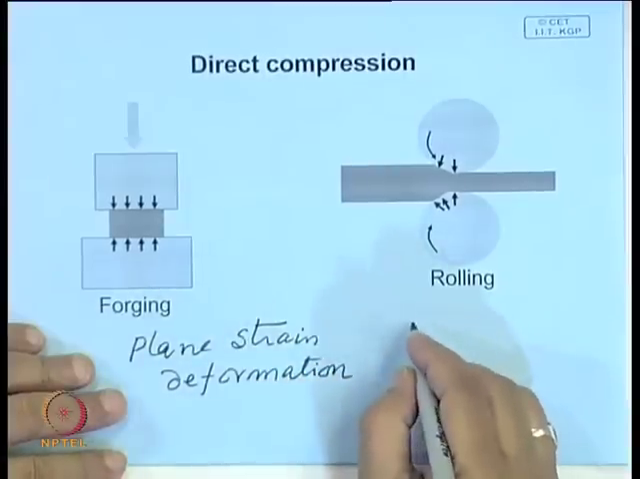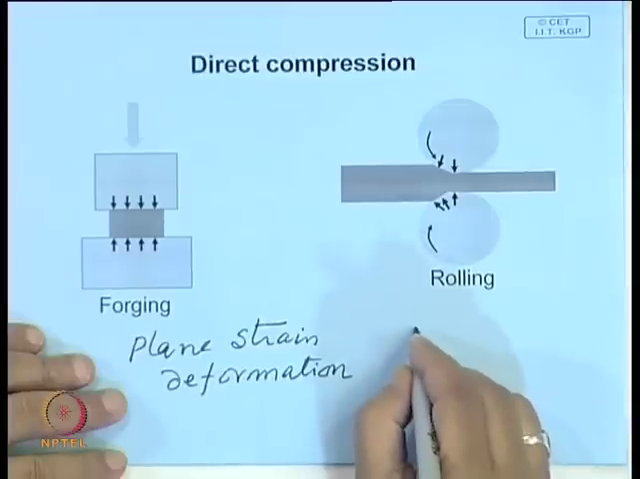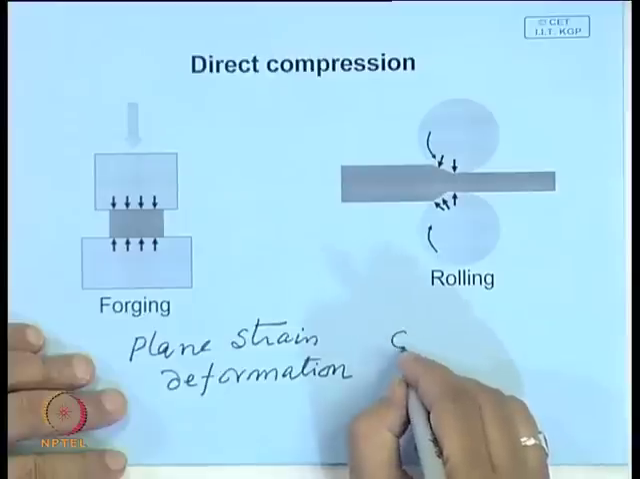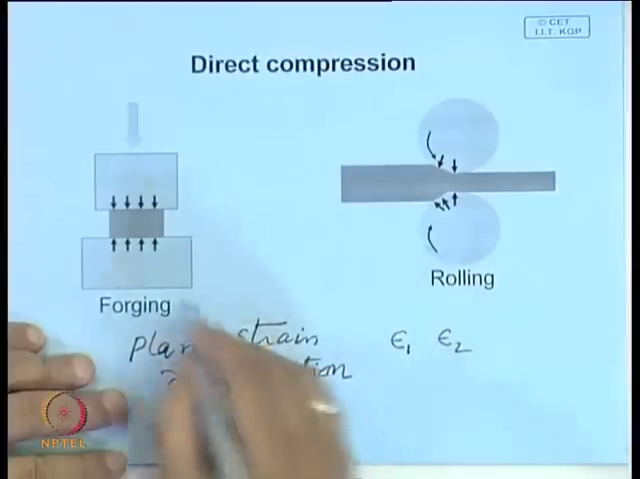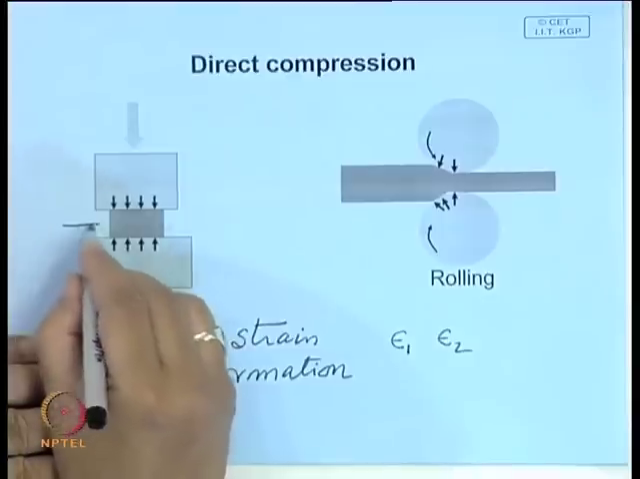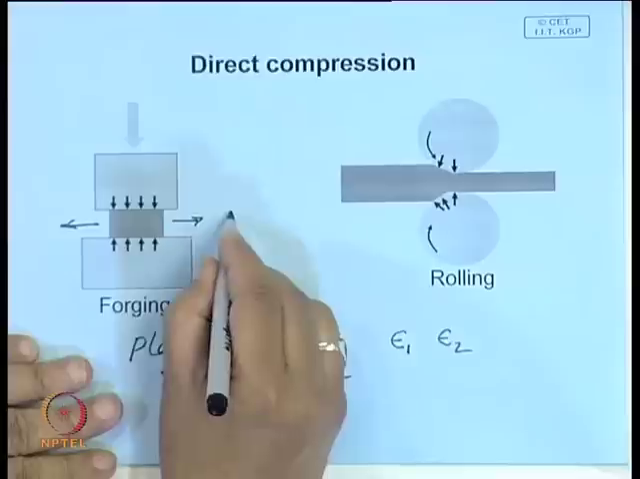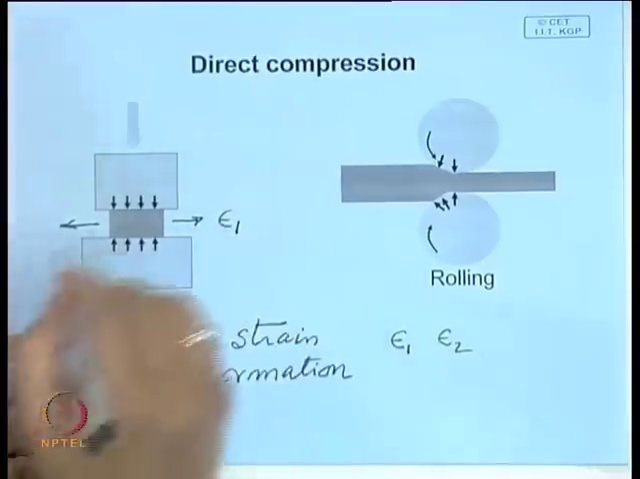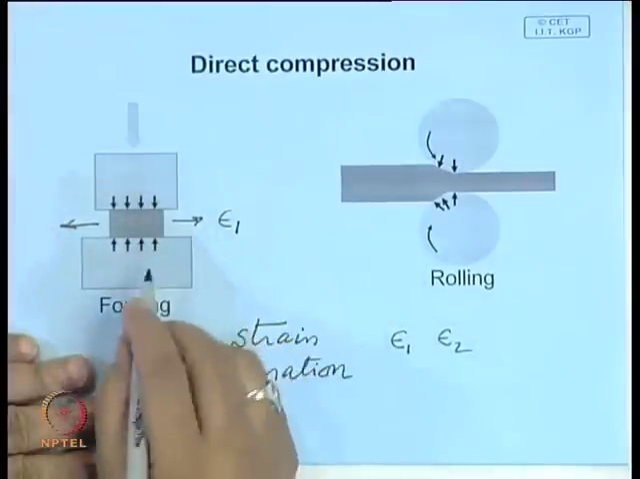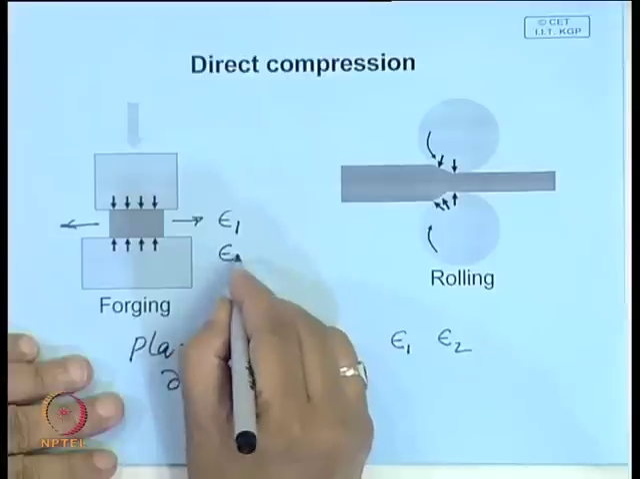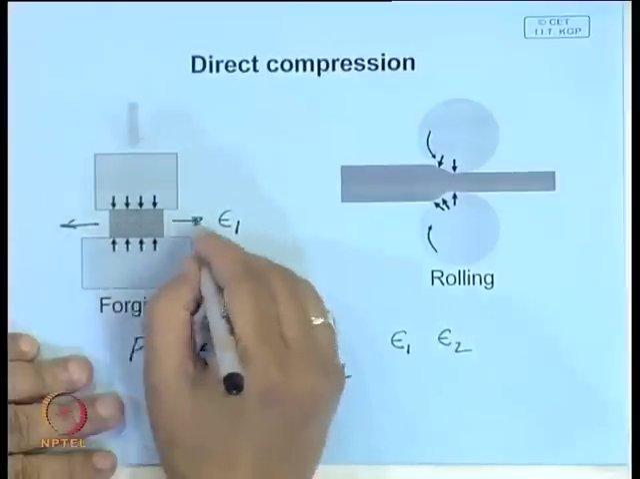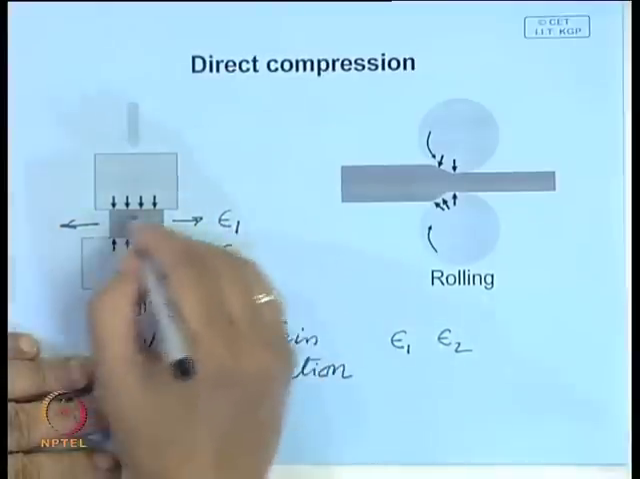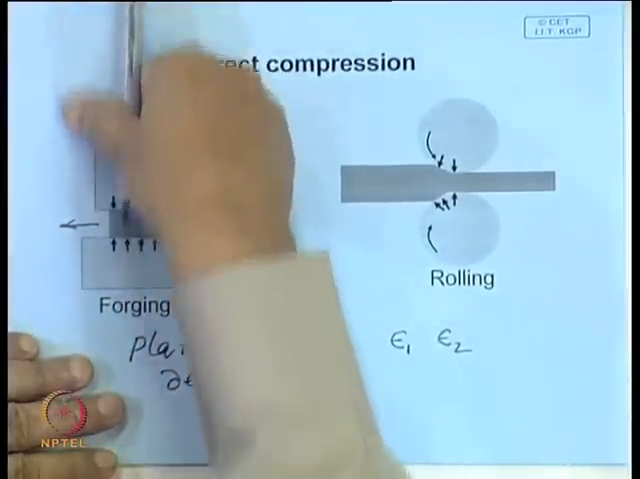So, we have three principal strain axes. If you have only epsilon 1 and epsilon 2, say this direction is epsilon 1, and the direction perpendicular to the plane is epsilon 2. So, these two exist. One is this direction, another it elongates in this direction.